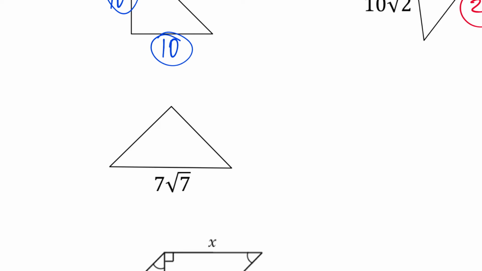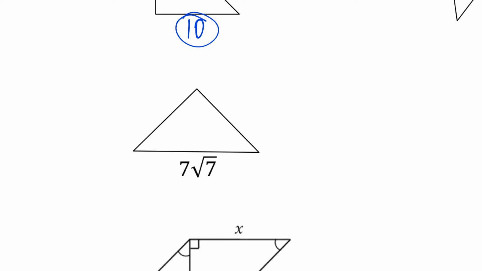Okay, and then this one right here. So this is the hypotenuse, so we're going to divide by the square root of 2. So 7 square roots of 7 divided by the square root of 2. Is what? Okay, so it's like 17.0958, so it's just going to round to 13.1.